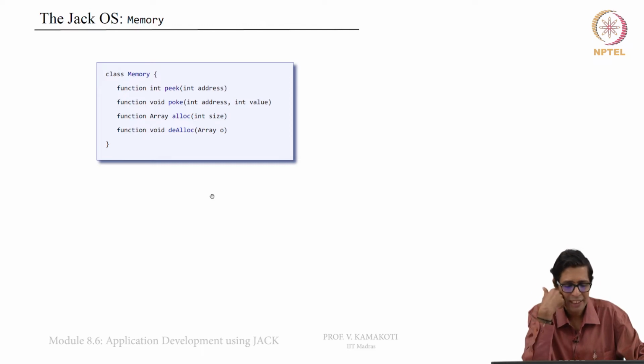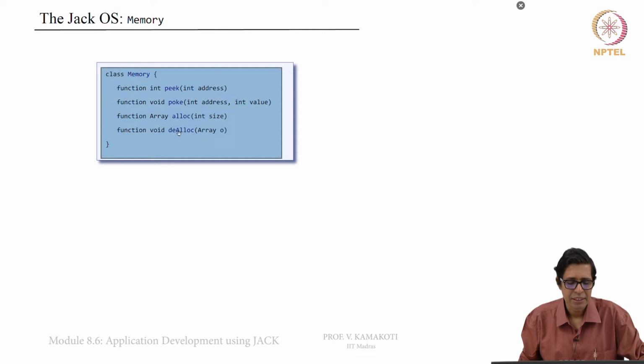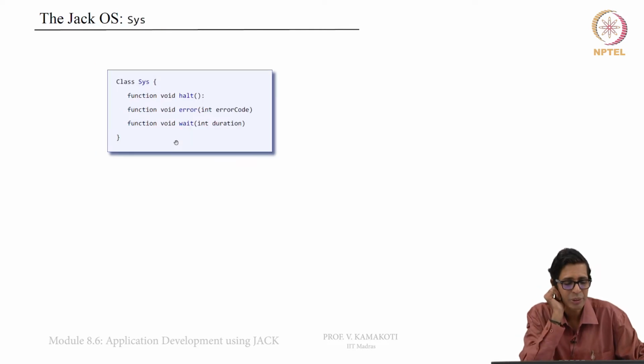Memory has the following functionalities: peek, poke, alloc, and dealloc. Peek means it will go and read from that address. Poke means it will go into the address and write a value. So, I can write into a particular memory address, and I can allocate an array. Memory.alloc will give me an array of so many elements in size. And deAlloc takes an array, deallocates all the values there, frees them, and gives them back to the heap.